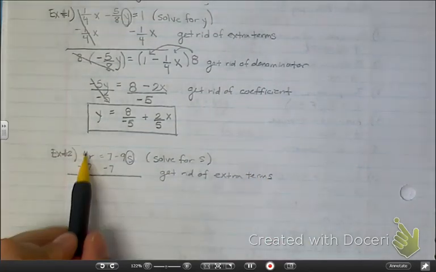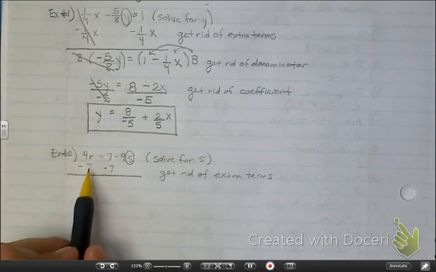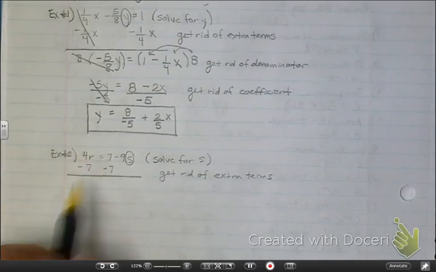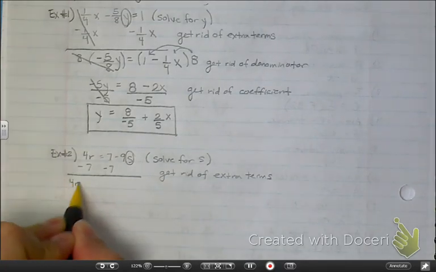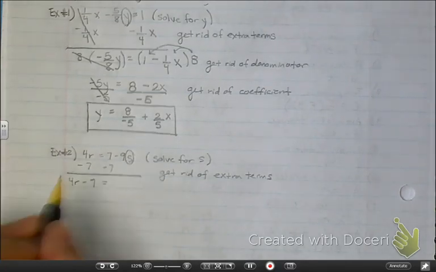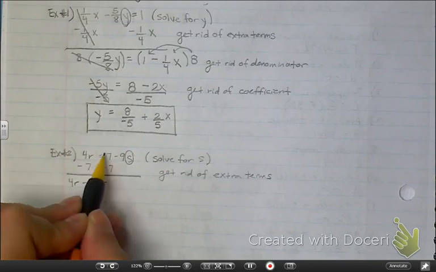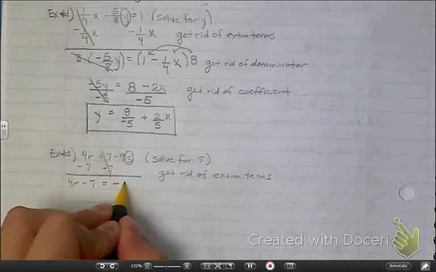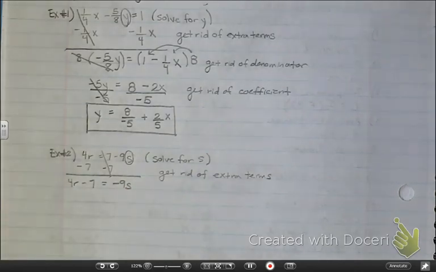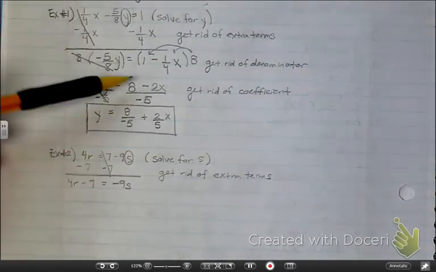All right, so 4r minus 7, those are not like terms, so we cannot combine those because this one has an r and this one does not. So I'm just going to keep it as 4r minus 7. 7 and negative 7 add to 0 because those are additive inverses, so I'm going to cross those off, and I have negative 9s. All right, our next step was to get rid of the denominator. Well, there is no denominator in this problem, so we don't have to worry about that. We get to skip that step.